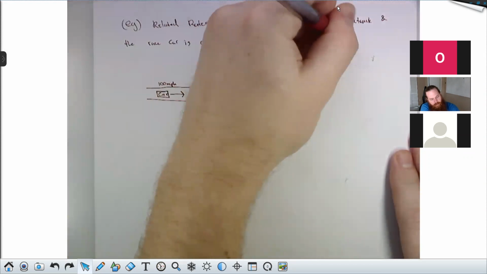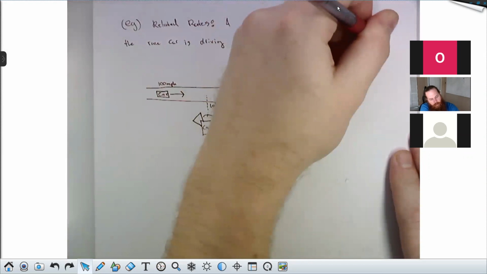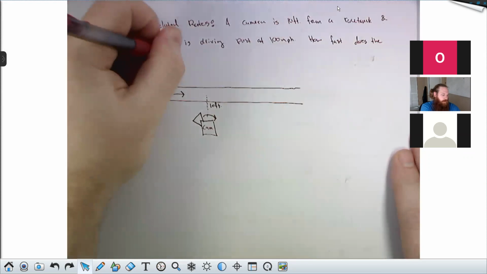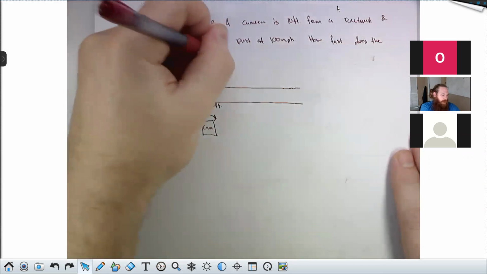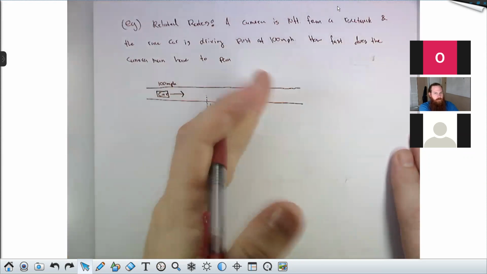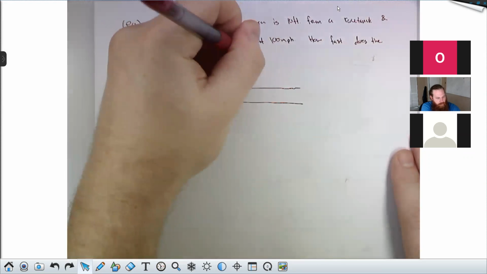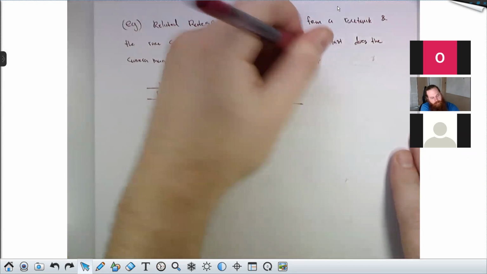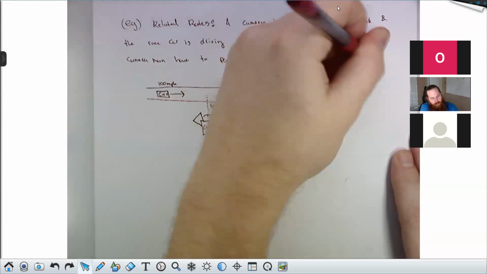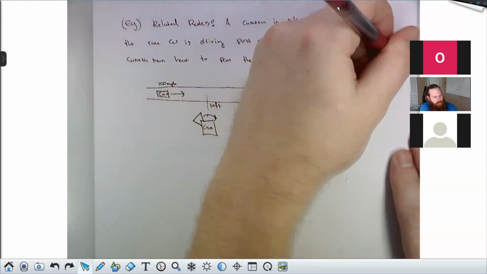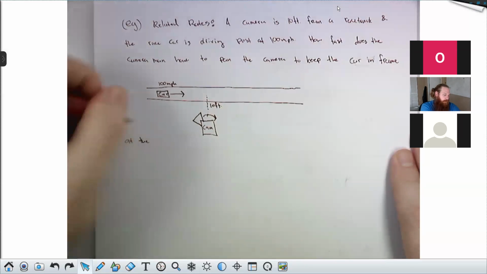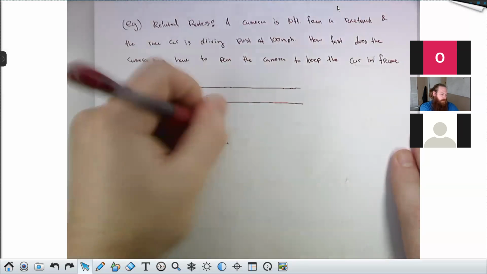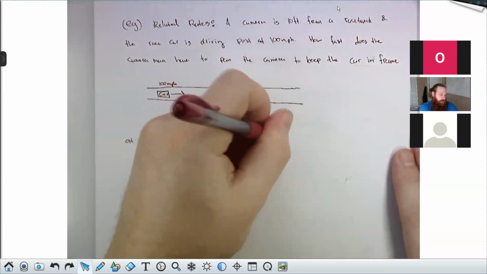How fast does the cameraman have to pan, that is, rotate from side to side, that's called panning the camera, to keep the car in focus, or in frame, I should say, at the moment when the car is right in front of him.